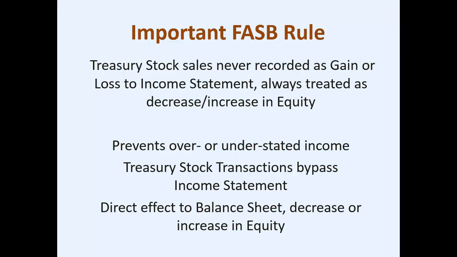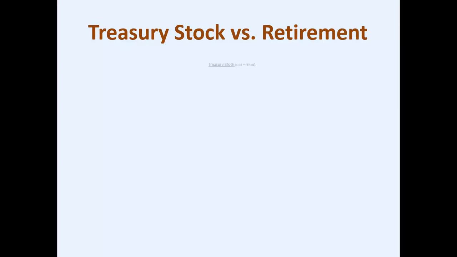So again, this prevents the over or understatement of income. Treasury stock transactions will bypass the income statement when you resell them and you actually do incur a gain or a loss. Same rule for retired. So it goes directly to the balance sheet instead of the income statement first.